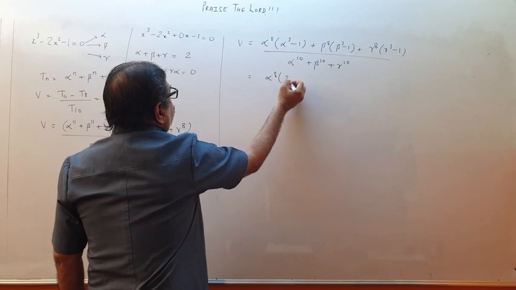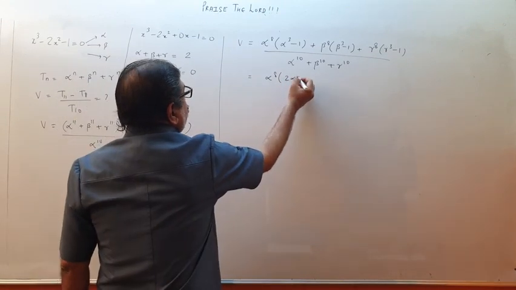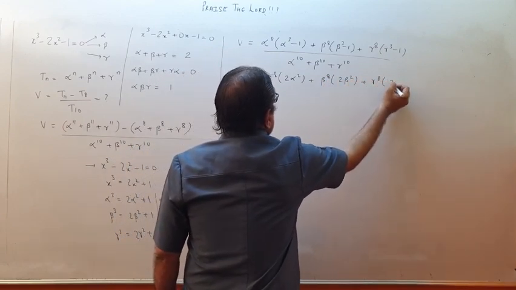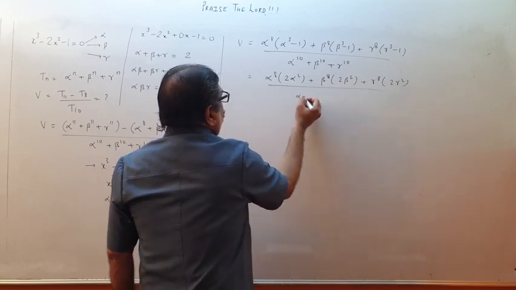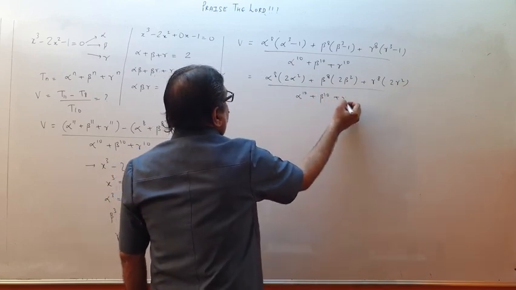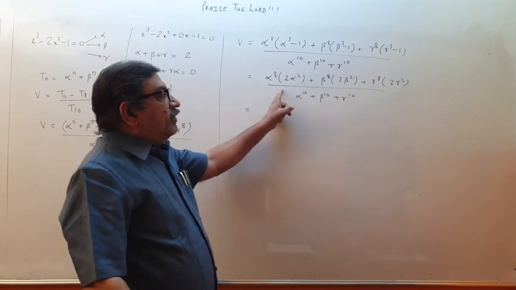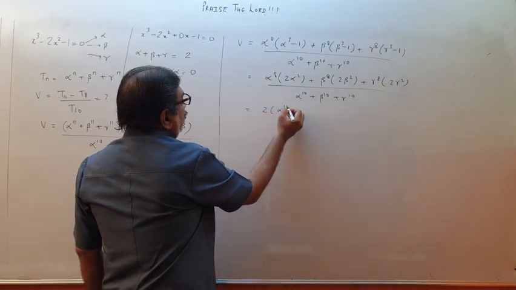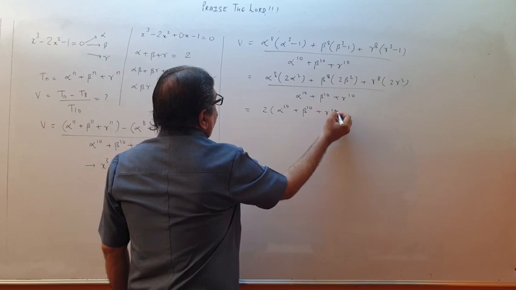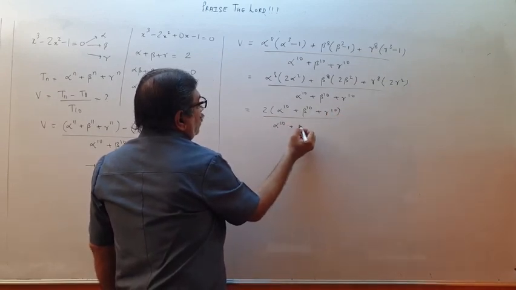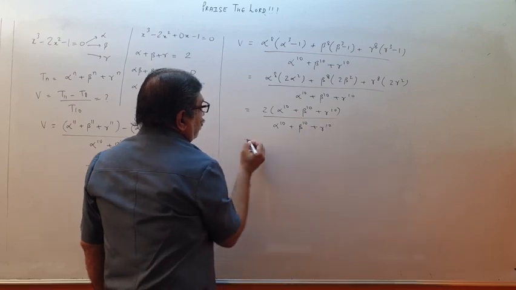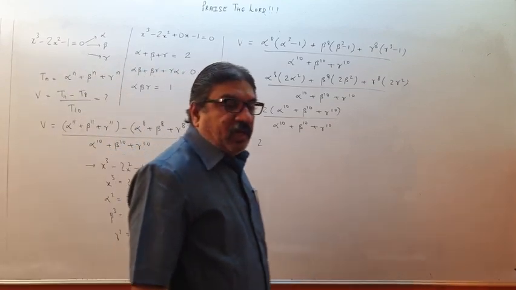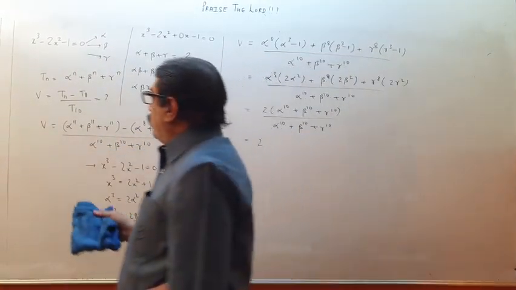So this is alpha 8 times 2 alpha square, plus beta 8 times 2 beta square, plus gamma 8 times 2 gamma square, upon alpha 10 plus beta 10 plus gamma 10. See children, this becomes 2 alpha 10 plus 2 beta 10 plus 2 gamma 10. So I take 2 common. This becomes alpha 10 plus beta 10 plus gamma 10 upon alpha 10 plus beta 10 plus gamma 10. This is equal to how much? 2. Tricks are to be used when there are very large powers or something like this. Okay, please pause and copy.